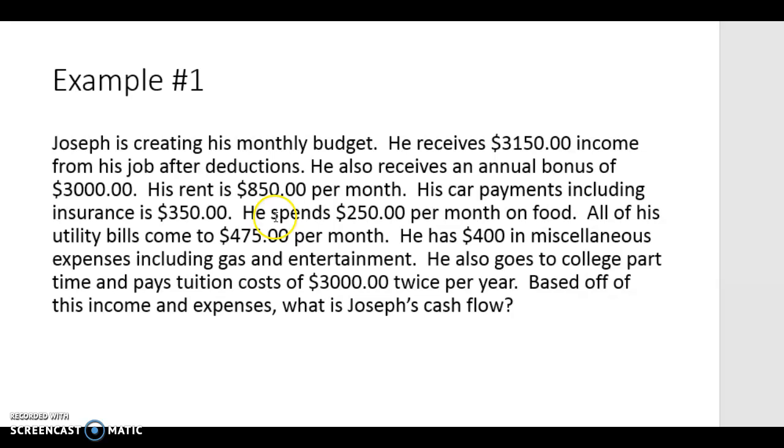His rent is $850 per month. His car payment, including insurance, is $350 per month. He spends about $250 per month on food. All of his utility bills, which include his phone, gas, electric, and cable, come to about $475 per month. He spends about $400 on miscellaneous expenses, including gas and entertainment. And he also goes to college part-time, in which case he pays $3,000 twice per year. Based off of the income and expenses, what is his cash flow? So take a minute, you can pause it, and then we'll go through the solution.